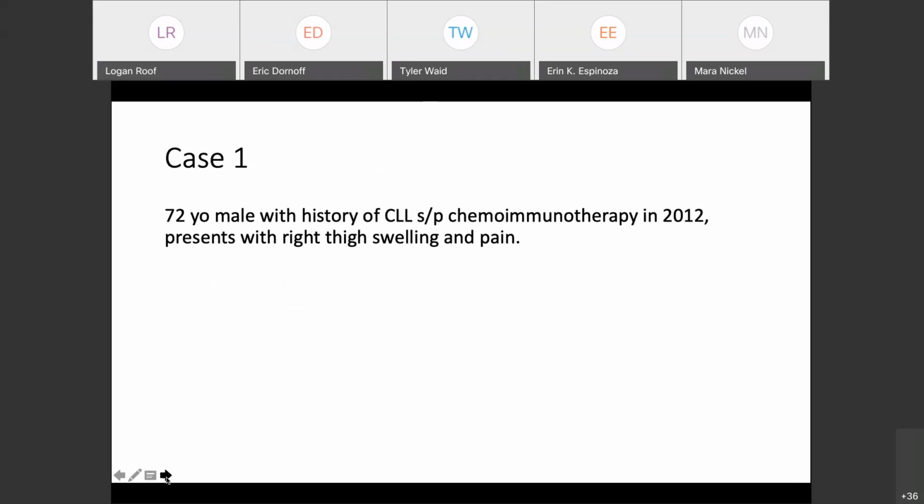So first case, this is a 72-year-old male with a history of CLL, chronic lymphocytic leukemia. He received chemoimmunotherapy back in 2012, and he came in with right thigh swelling and pain. Right thigh swelling and pain can obviously be something very broad, but if I was seeing this patient, I would first ask him to show me where he was having this thigh swelling and pain, and based on what I saw, I would start asking him questions.